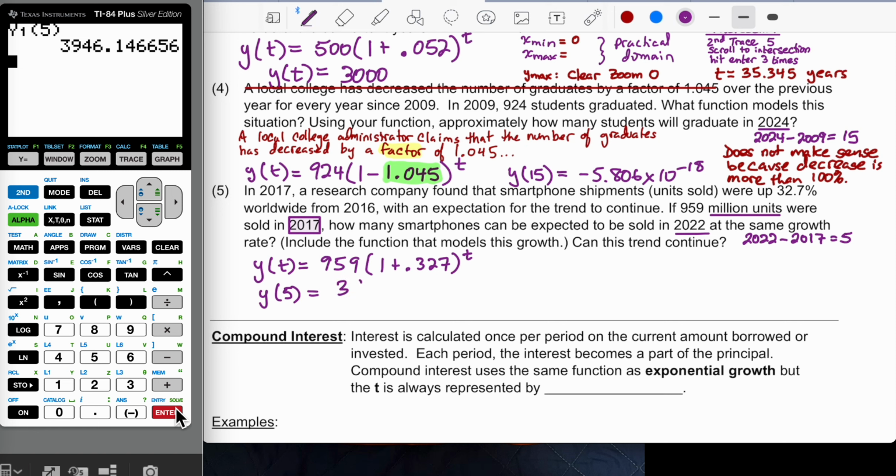All right, 3946.14666. Got to be careful about rounding here, right? Because it's in millions of units.